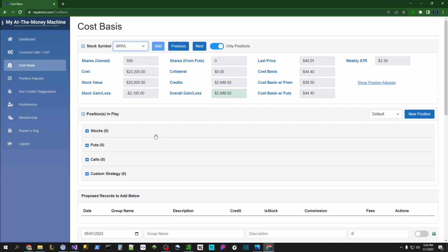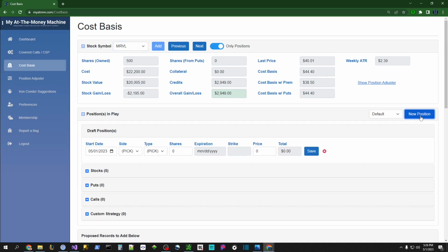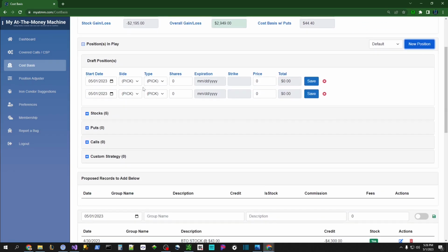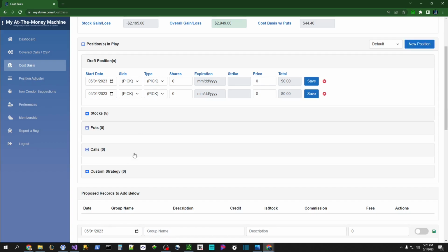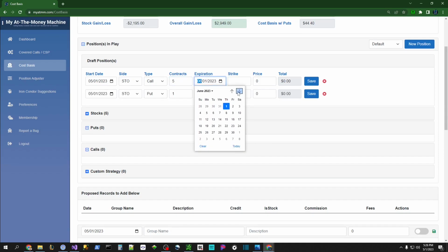All right, and we need to put 2 new positions on the board, so let's go ahead and put those in the draft spots. And right now we have no puts and no calls. So today, they were opened today. They're both sell to opens. We have the calls, and we have the one put that we did. So there was one put contract, and we had five call contracts, and the expiration for them were both June 16th. So let's go and set that up, June 16th.